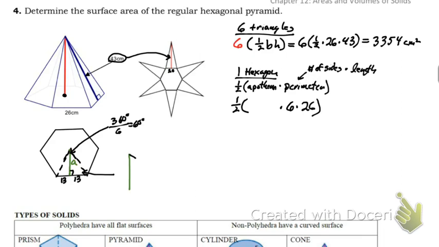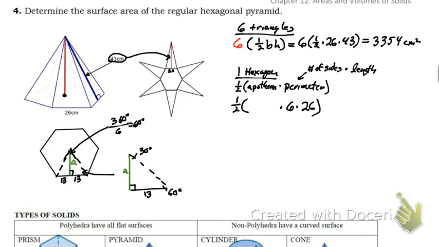Let's draw it the best way I can. That was dashed. This is going to be 13. This is a right angle. This is my apothem. All right. So since that big angle right here was 60 degrees, that's going to make this angle right here 30 degrees, which makes this our 60 degrees.